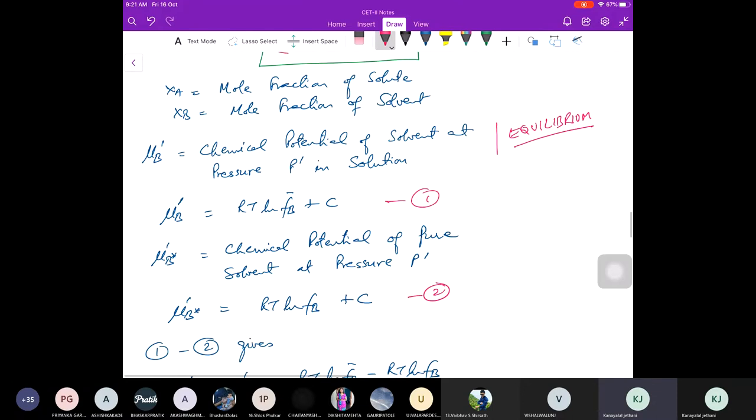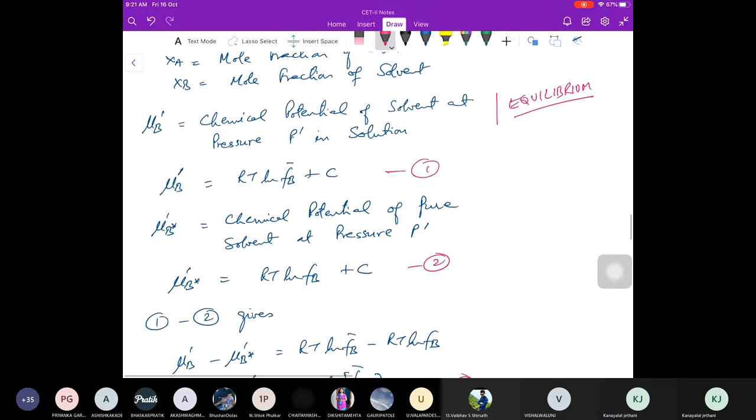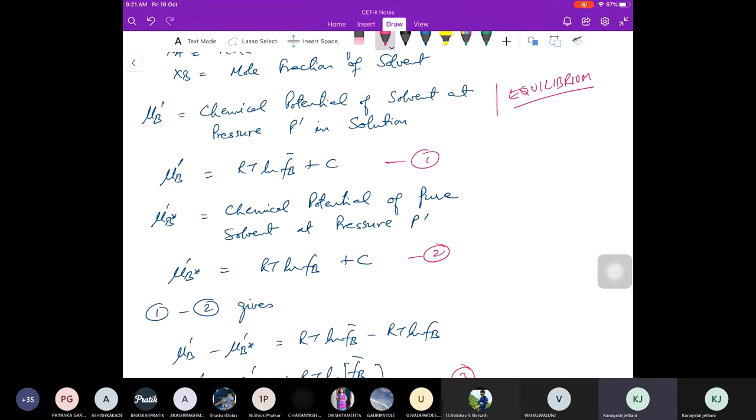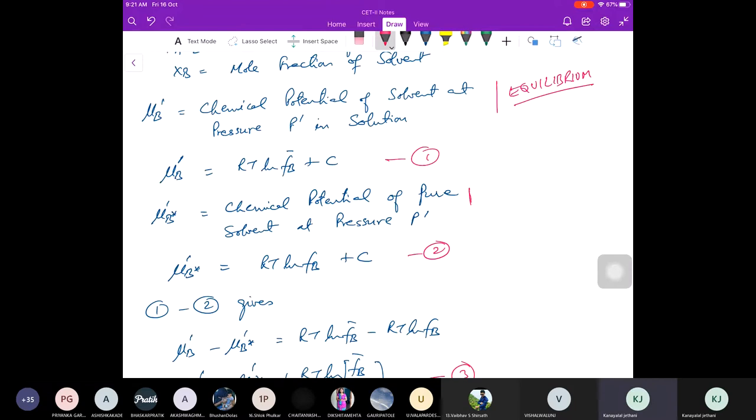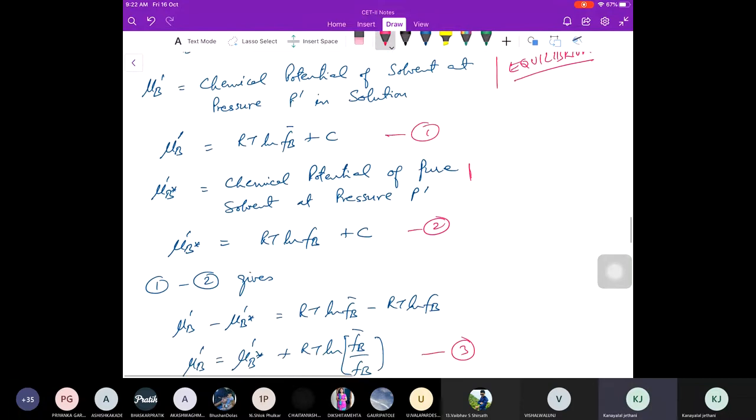So we have seen what is mu. Mu is equal to RT ln f plus C, right? We can write mu B prime for the solvent in solution at P prime pressure is equal to RT ln f B bar in solution plus C. And now if you write it for pure solvent, mu B star, that means we are calling mu B star, B star is in pure solvent, again at pressure P prime, mu B star prime, that will be equal to RT ln f B plus C, because now we are talking about pure solvent. So it is f B, not f B bar.